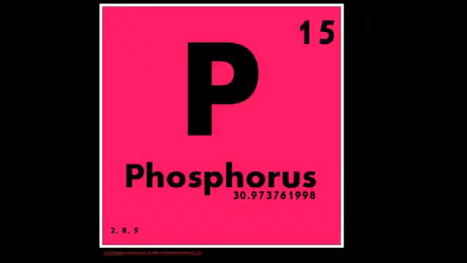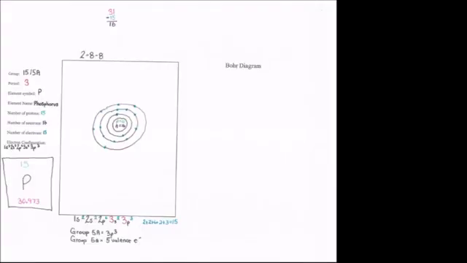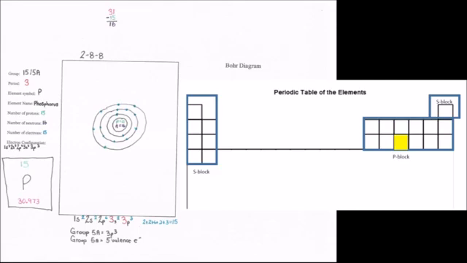So the next element we're going to take a look at is phosphorus. Okay, so as we're moving right along our period, phosphorus is in group 15 or 5A. We're still in that third period. Our element symbol is P. We have 15 protons. We do the math to figure out how many neutrons.